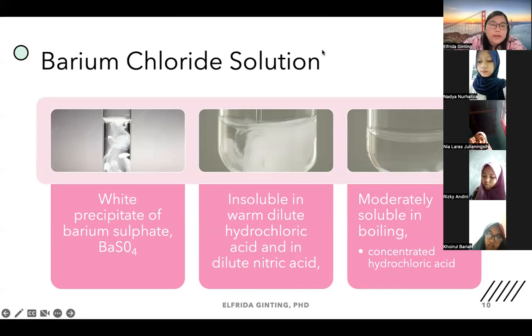So that's why I put a picture here, so that you can imagine what is the physical appearance of the barium sulfate. Yeah. Now, finish? Not yet? Finish. Okay. Yes, ma'am. Okay, I think Nia said she hasn't finished. Okay.